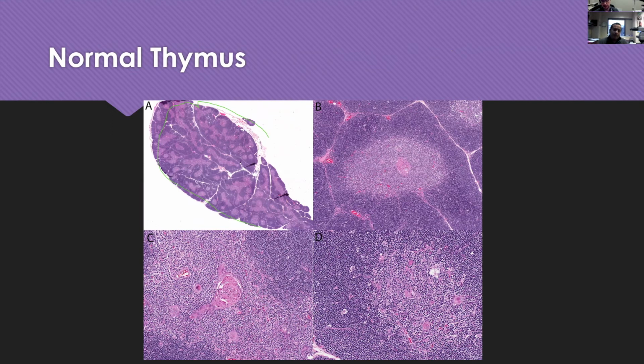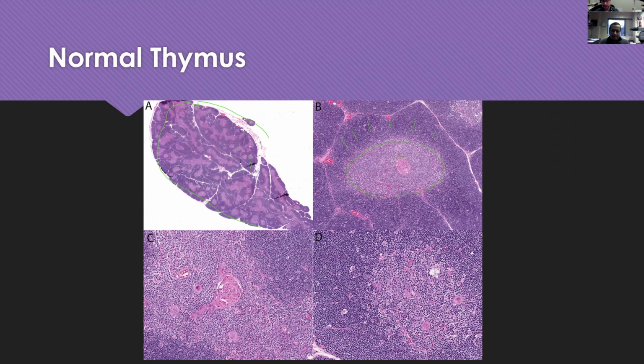And I really love this low power shot here, which shows these more blue areas here, and then these kind of lighter pink areas here. So this is the cortex and the medulla here, or medullary areas, if you will, depending on, I think there's still some debate on how we should say that. And then here is a medium power photo, which nicely highlights these more cortical blue areas here, and then these lighter staining medullary areas here.